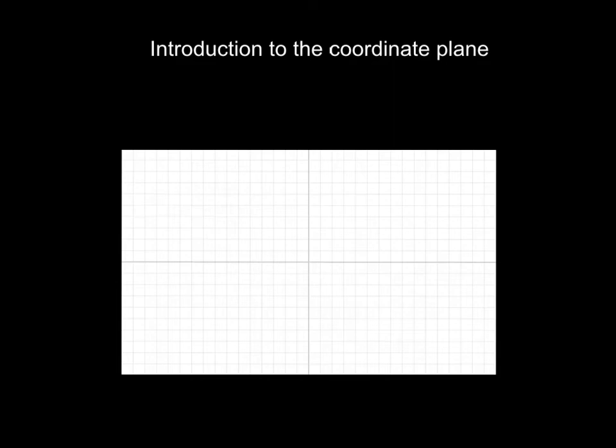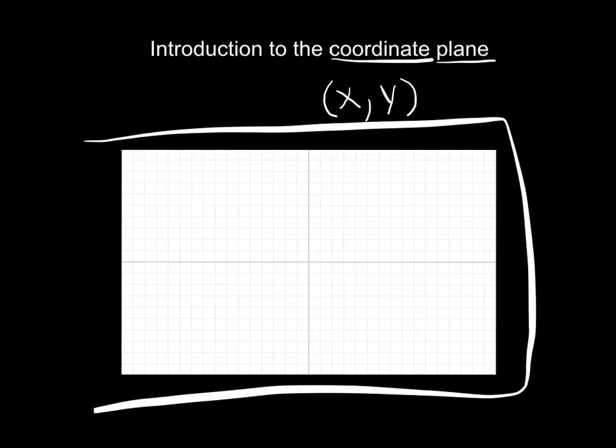This is an introduction to the coordinate plane. Coordinate refers to ordered pairs, which we will talk about later. Plane refers to the place where we will plot our points. It does not refer to this type of plane.